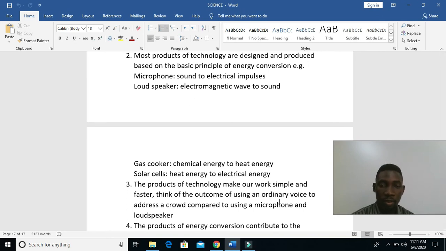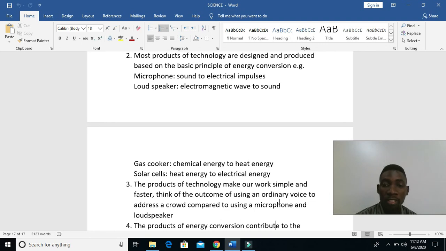By the time you actually put it on, what happens? It brings fire that brings about heat energy. Then you have the solar cells: heat energy from the sun to electrical energy. I told you today that people use solar to generate power. You see a lot of solar panels at the top of buildings, and that will help in generating electrical energy, electricity.